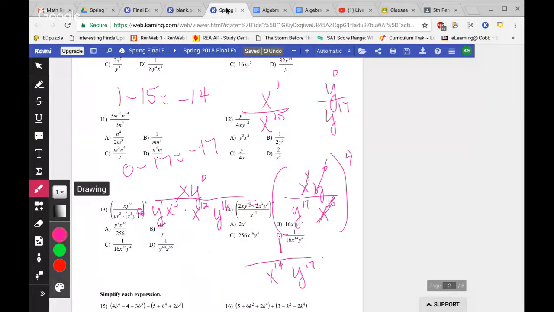And the only thing left here is this. But I still have my 4 on the outside. So now what do I do when it's a power? Multiply. Yes, ma'am. So obviously 1 to the 4th is 1 still. And so 14 times 4 is what? Are you still on that one? It's fine. 56. Oh, yes, 56. And then 17 times 4 is what? 68. There you go.